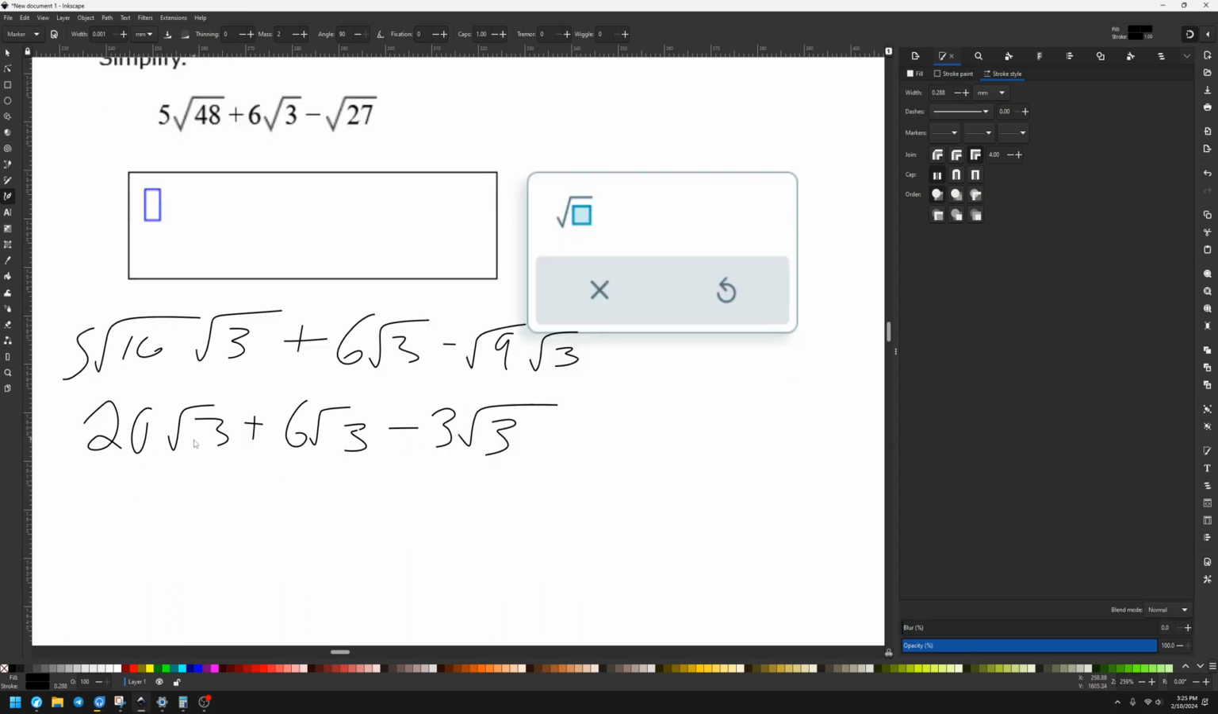And here we can think of the square root of 3 as an x. So it's 20x plus 6x minus 3x. That would be 20 plus 6 minus 3. So that would be 23 times the square root of 3.